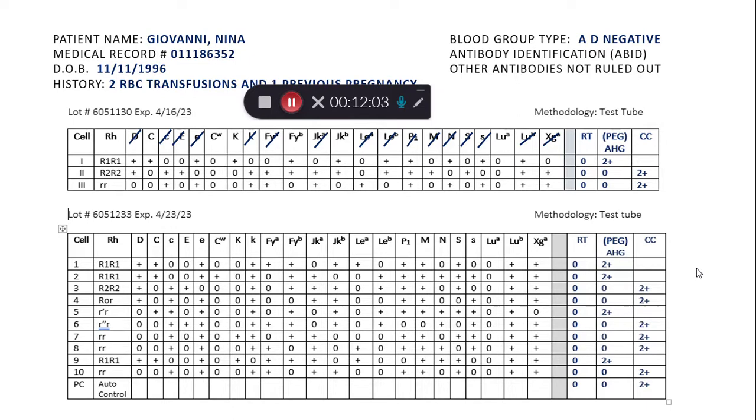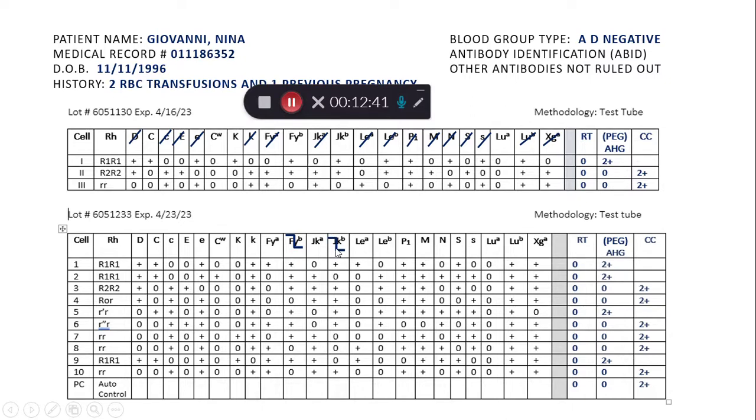All right, we're back again, and I will perform my rule outs on here, and I've used a different symbol on here. Okay, so here on cell 3, my patient did not react with cell 3, and that cell expresses Duffy B, but not Duffy A antigen, so it's homozygous for Duffy B, and my patient did not react with that cell, so therefore I can be sure that my patient does not have anti-Duffy B antibodies.